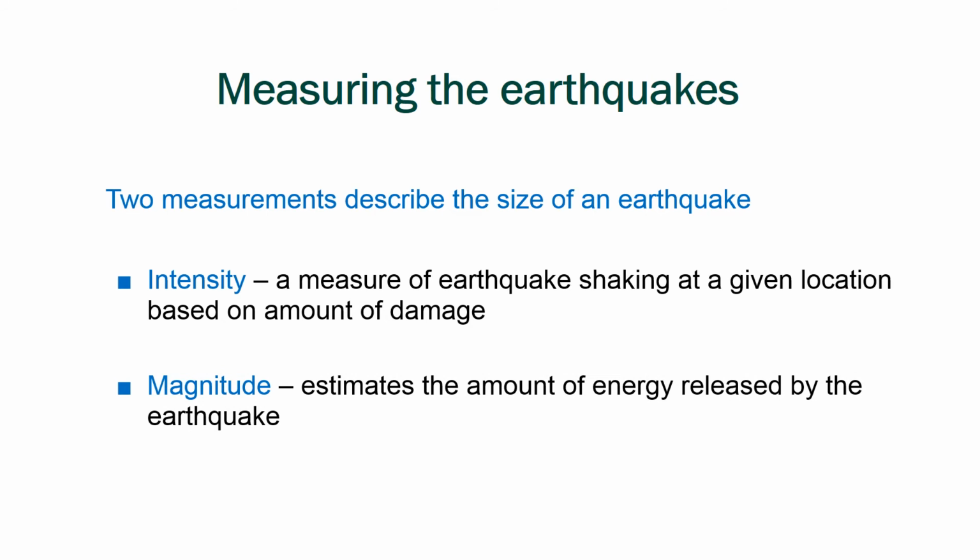But for the magnitude, we estimate the amount of energy. And you know what does it mean, amount of energy here? The amount of seismic waves released by the earthquake. So we usually depend on the magnitude more than intensity, because for intensity, if the earthquake happens in the desert, for example, you cannot just tell how much damage happens, because there is nobody living there.